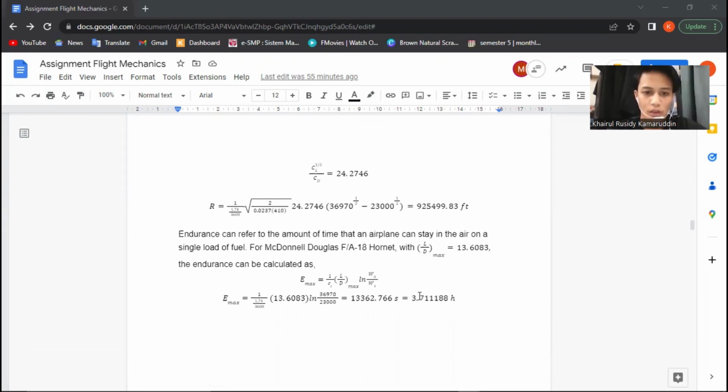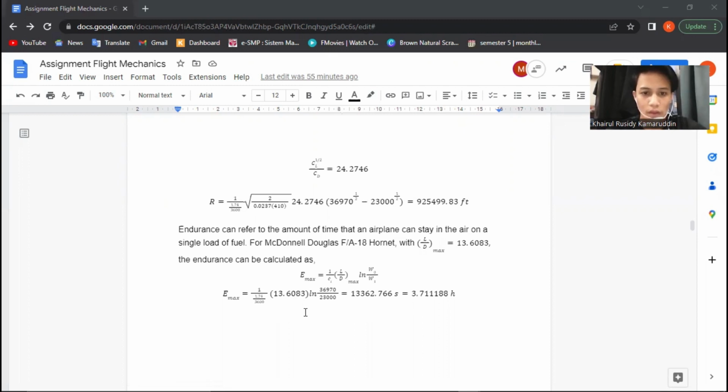To calculate the endurance, we have to use this formula and all the data that are needed, and after we calculate, we get the endurance value, which is 3.711188 hours.